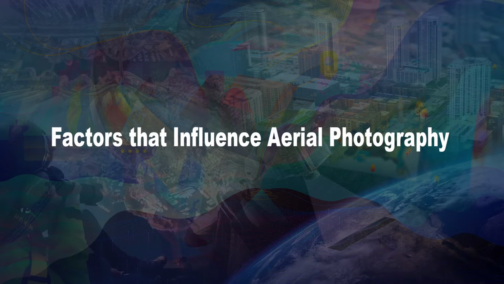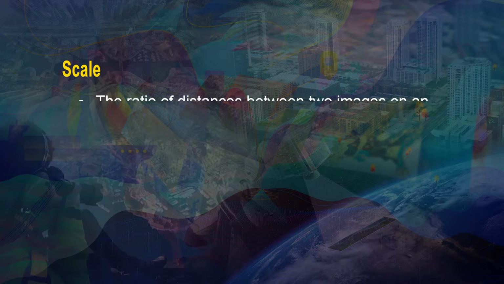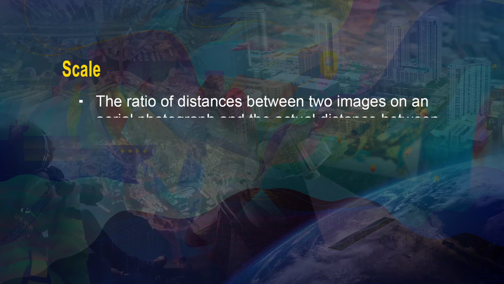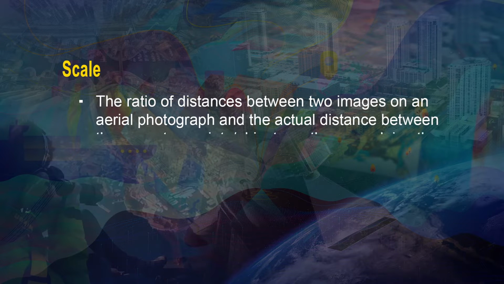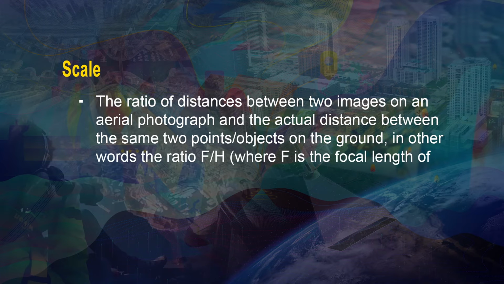Factors that influence aerial photography. Scale. Scale is defined as the ratio of the distance between two images on an aerial photograph and the actual distance between the same two points or objects on the ground.